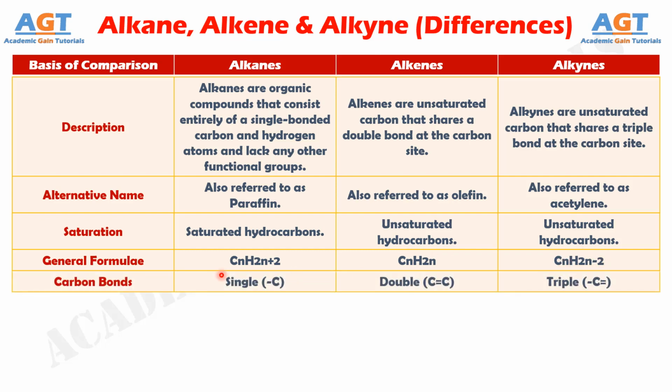If we differentiate them in terms of number of carbon bonds, the alkanes have single bonds between carbon atoms. The alkenes have a double bond at the carbon site. The alkynes have a triple bond at the carbon site.